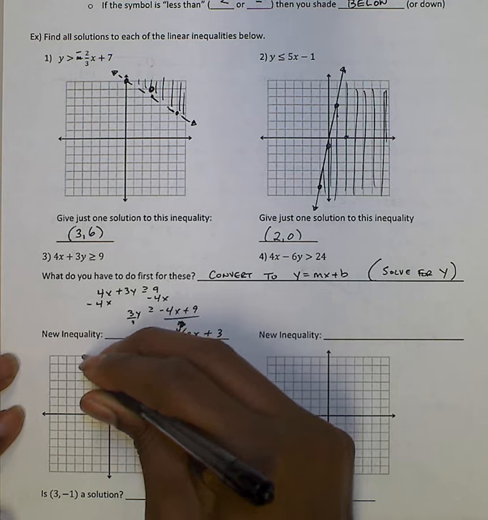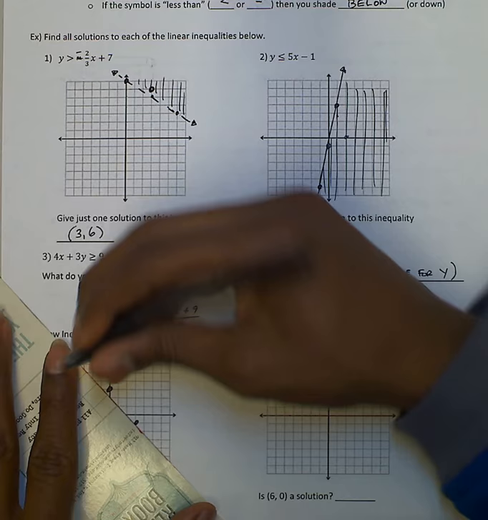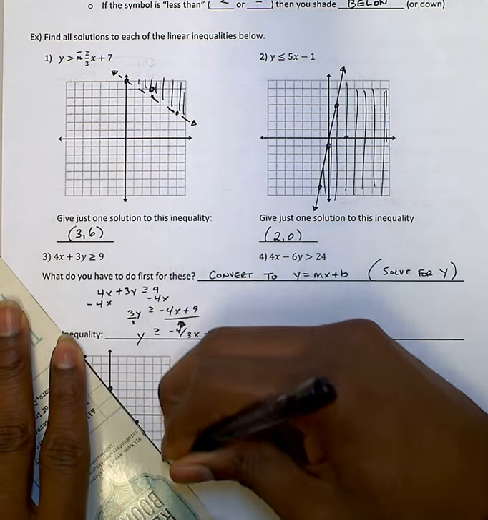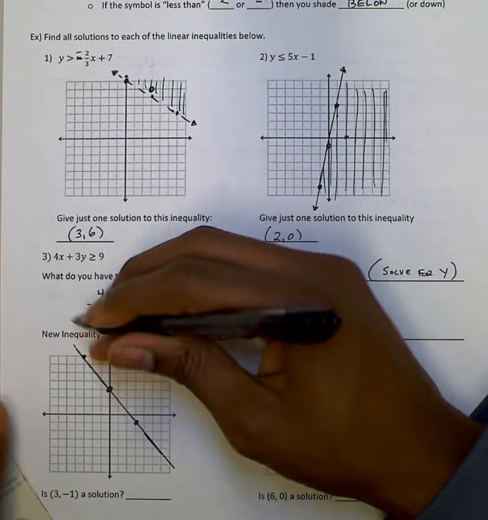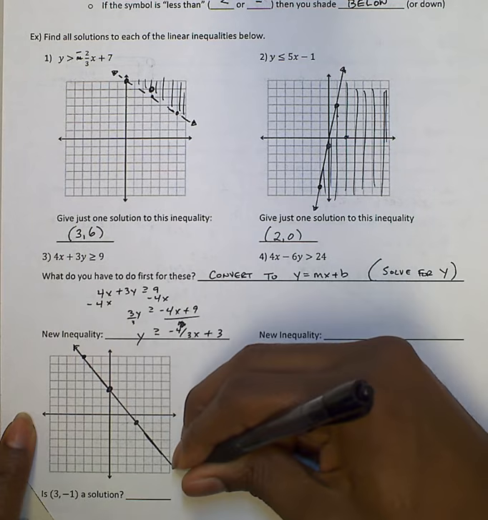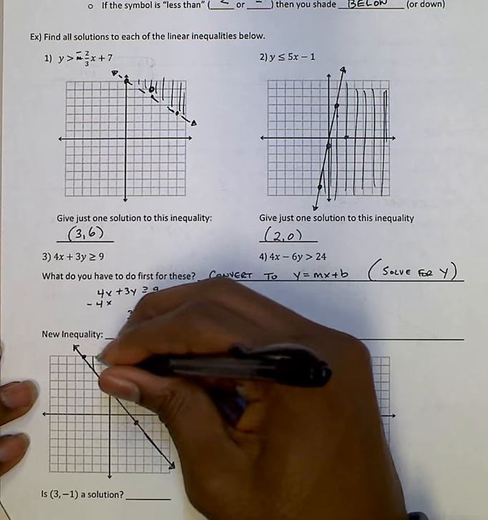Okay, my line is solid because it's greater than or equal to. So or equal to means solid line, and then greater than or equal to means that we're going to shade above. So we shade above, shade above.